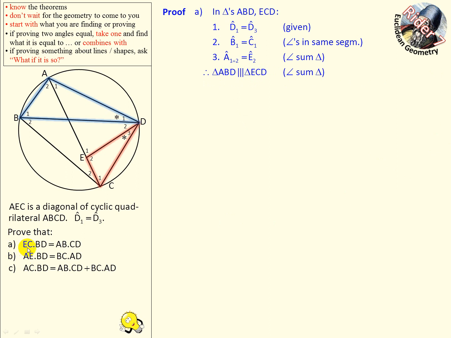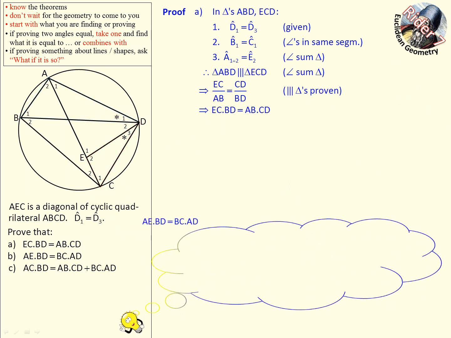So I can look and say, well, where do I get an EC from? There, you see. And it will have to go over AB. There we are. So I have AB. So left CD. So I say, well, I get a CD. It'll have to go over BD. And then we hope that it comes out as what we have to prove. And it does.